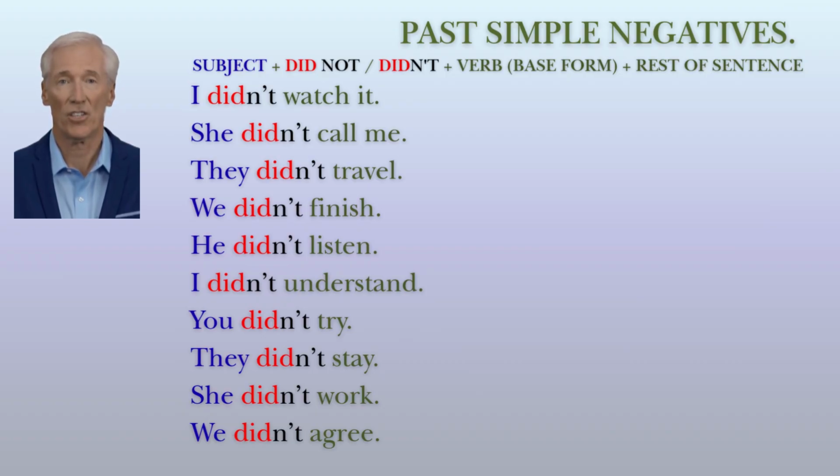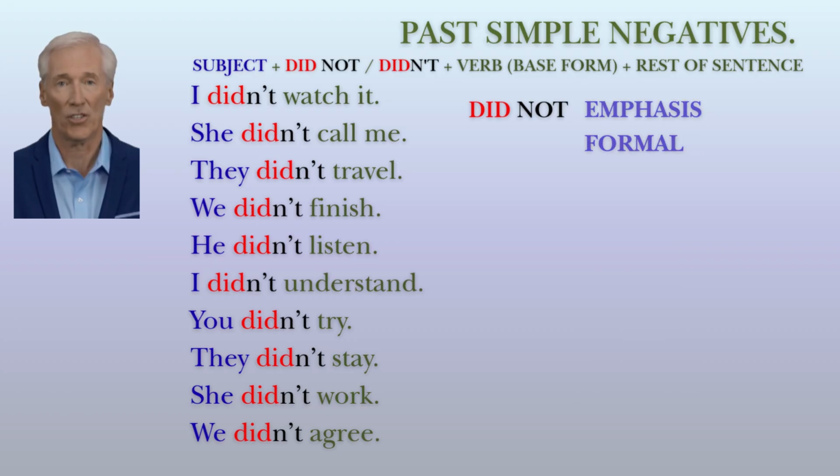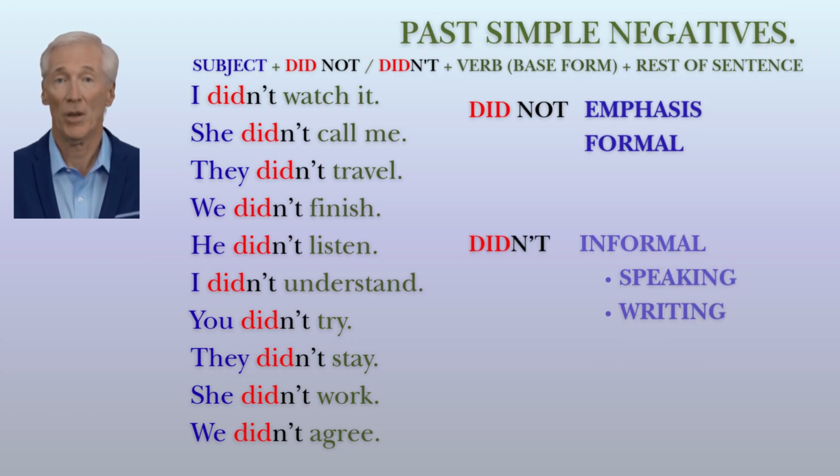We didn't finish. He didn't listen. I didn't understand. You didn't try. They didn't stay. She didn't work. We didn't agree. The longer form, did not, is generally only used for emphasis or in formal situations. For everyday speaking and informal writing, didn't is the standard choice.